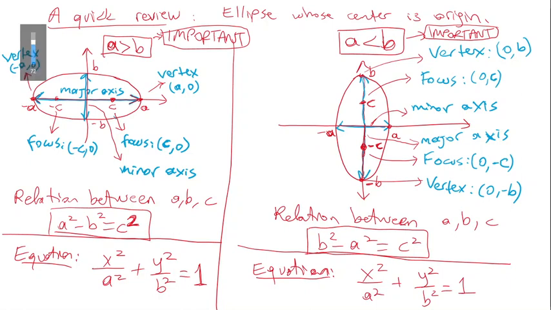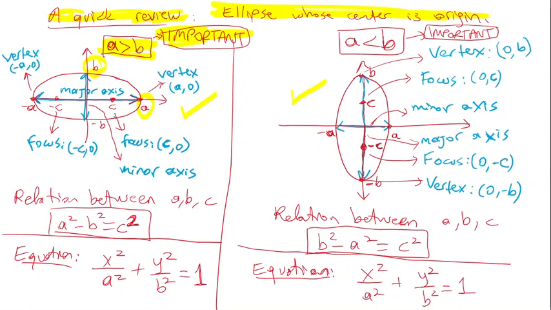Now, before solving the problems, I want to give a quick review about the ellipse whose center is at the origin. So we have two types of ellipse in this case. It might be a horizontal or a vertical type. And for the horizontal type, you see the x-intercept here is bigger than the y-intercept. As you see here, this is important. You have to be careful about this.